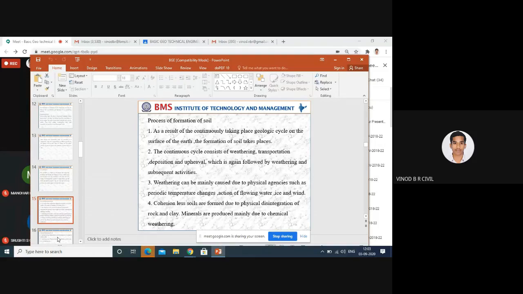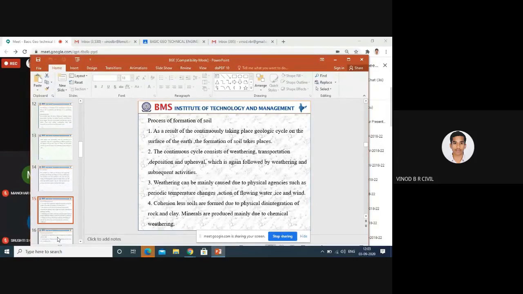Formation of soil takes place not in one or two days. It takes millions of years. The continuous cycle consists of weathering, transport, deposition, and upheaval, which is again followed by the weathering action and subsequent activities. Subsequent activities, like the movement of air and water from one point to another point, come under transportation.